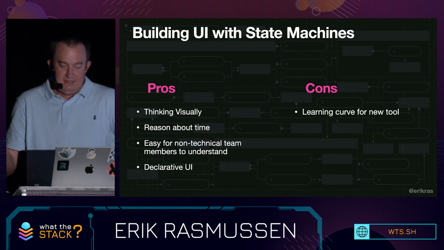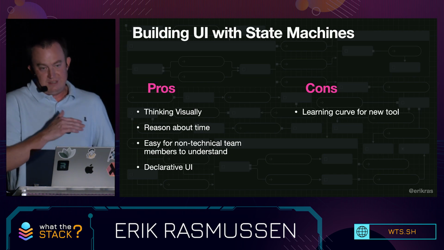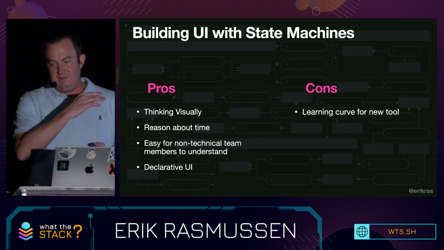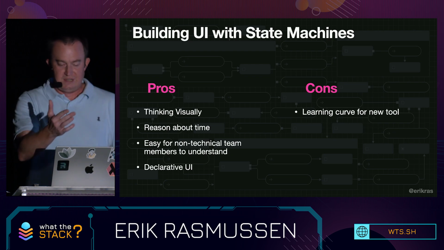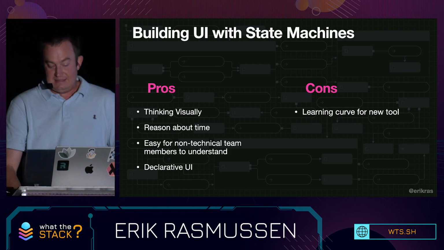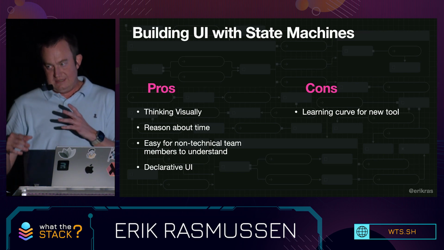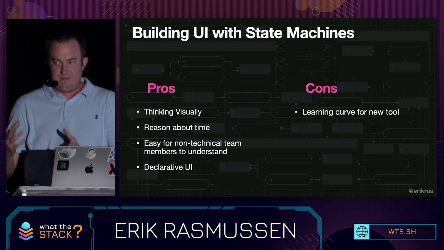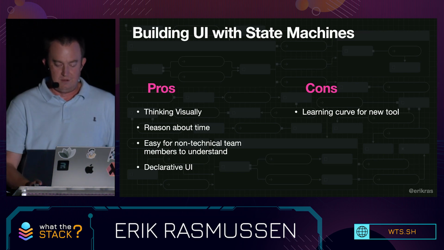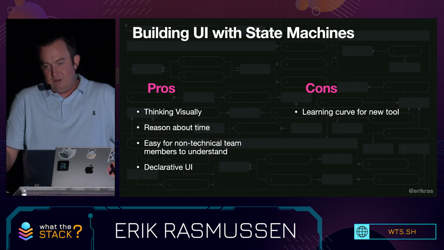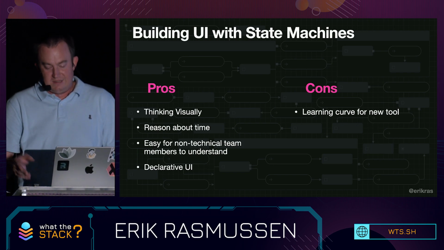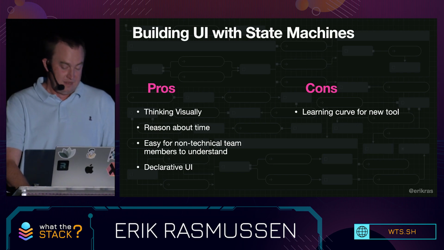On the cons, there is a learning curve to understand the syntax of the JSON structure of the machine definition, and it will take some effort. But the visualizer, I think, helps that along quite a bit. And like any learning curve, once you get to the top, the view is quite nice.